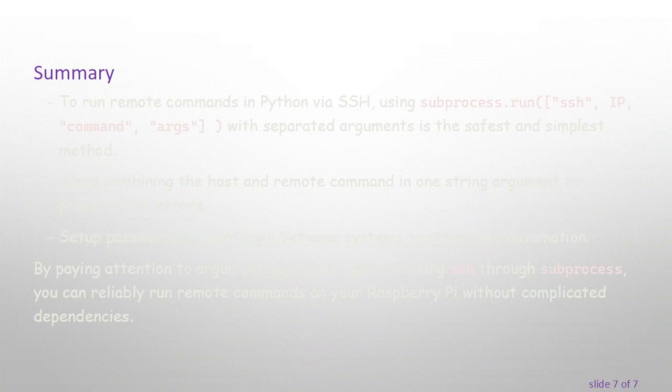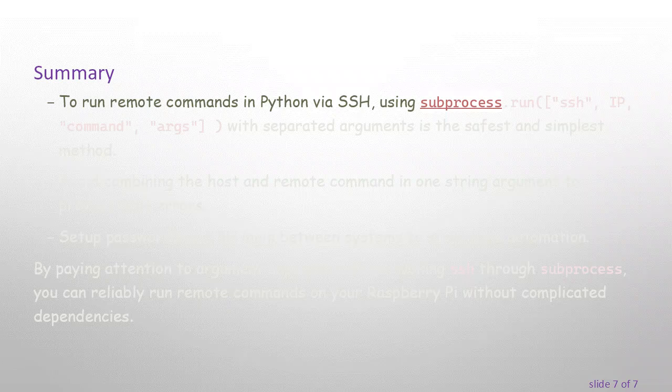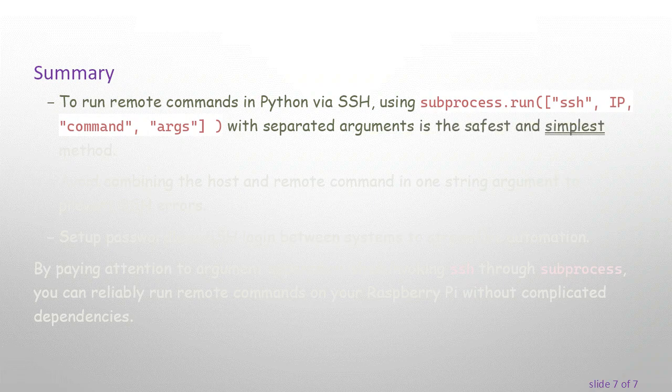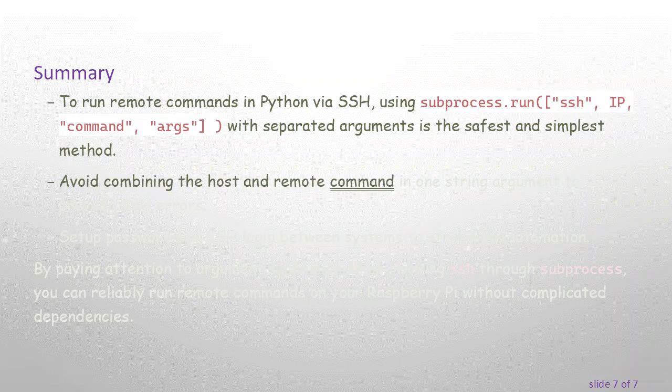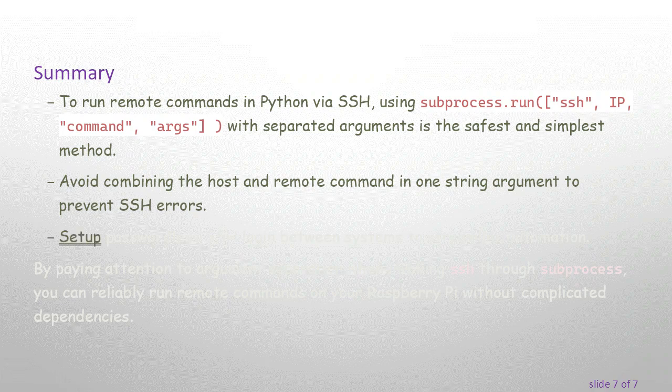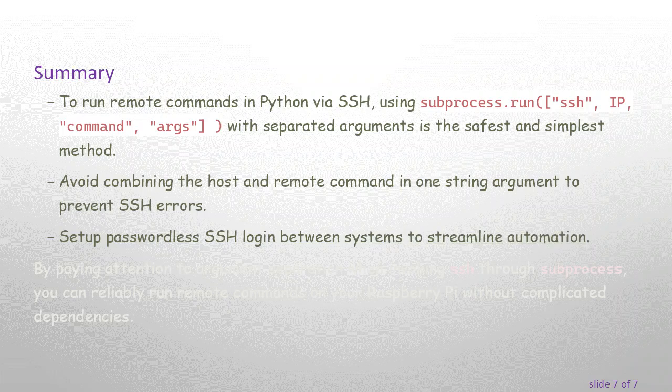Summary. To run remote commands in Python via SSH, using subprocess.run with ssh, IP, command, args, with separated arguments is the safest and simplest method. Avoid combining the host and remote command in one string argument to prevent SSH errors. Set up passwordless SSH login between systems to streamline automation.